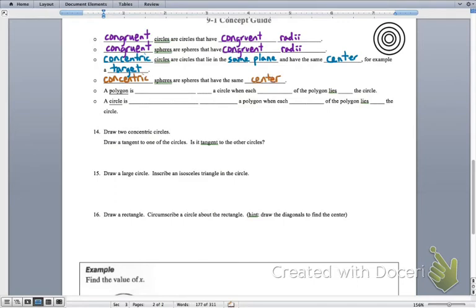Concentric spheres are spheres that have the same center. Notice that we don't have as much in that definition, because concentric circles have to be in the same plane, whereas spheres, of course, don't. They're not in a plane.